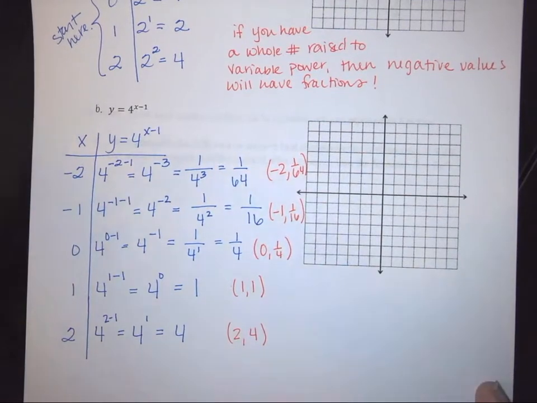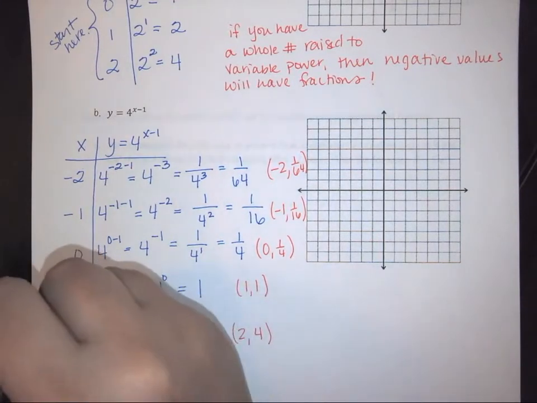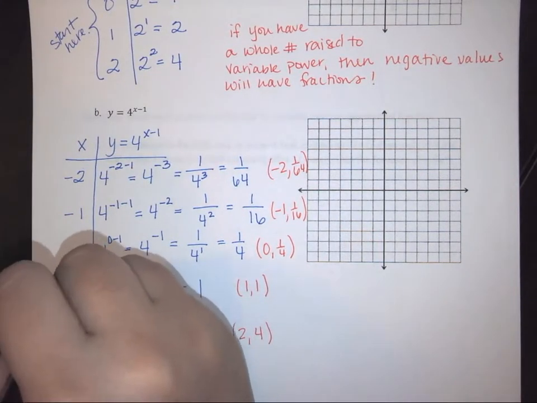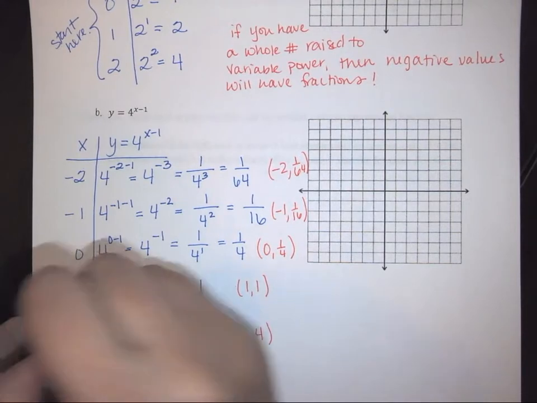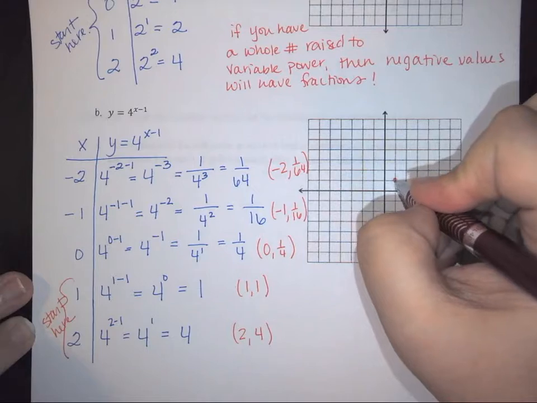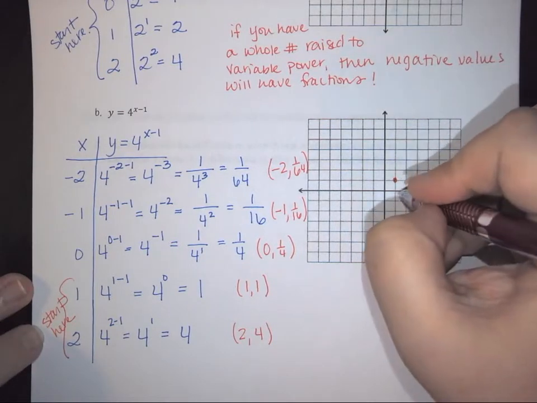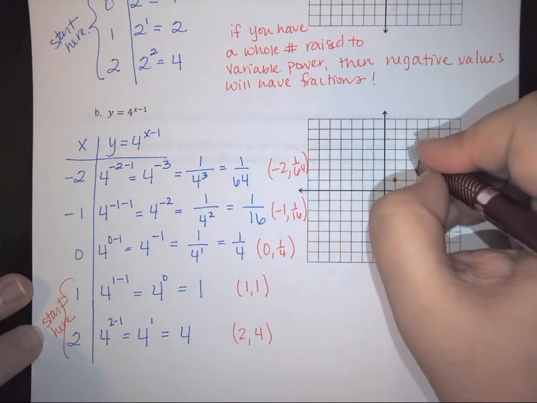So now we're going to go ahead and graph those. Again, I would start with the easy ones. So I would start here with my whole numbers. And I would do these first. So I have the point 1, 1, so over 1, up 1. And then I have the point 2, 4, so 1, 2, 1, 2, 3, 4.